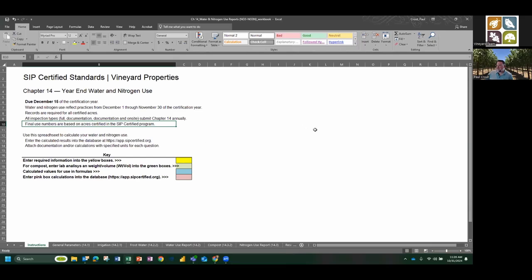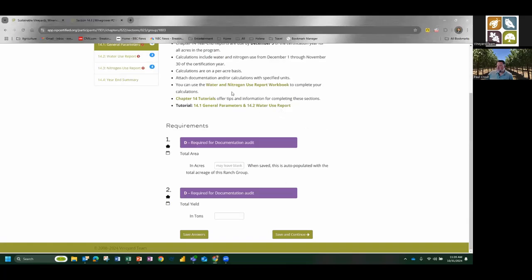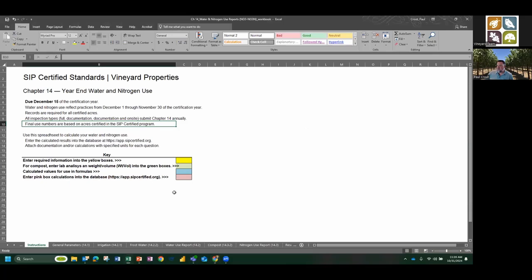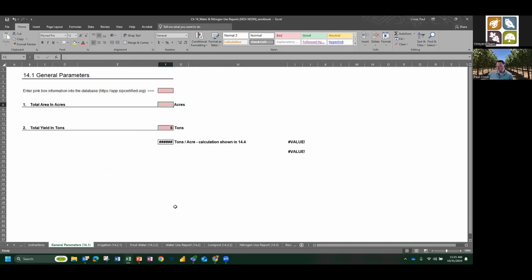Okay, so this is the spreadsheet that is found on the SIP form. I'll pop that up here. If you see here, this water and nitrogen use report workbook, if you click on this link, that will open this spreadsheet, which is right here. Basically all you need to do is fill in the boxes and it will do the calculations for you. As we mentioned in 14.1, we enter our total acres.